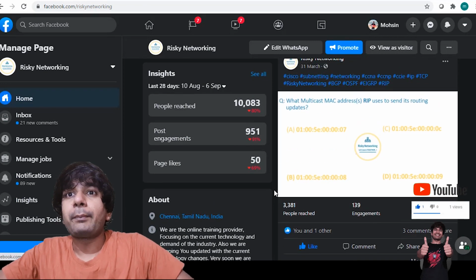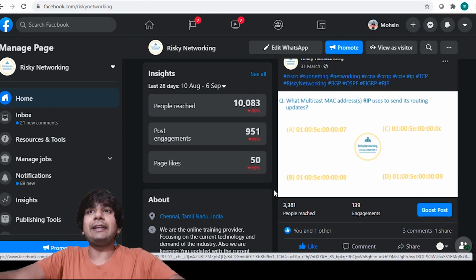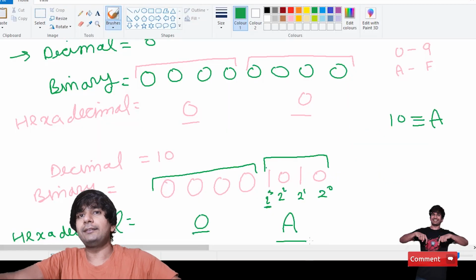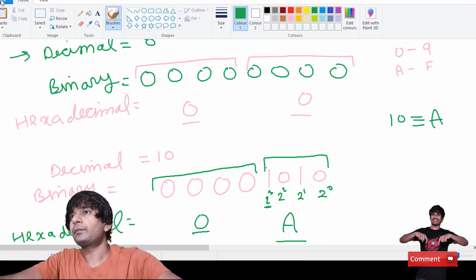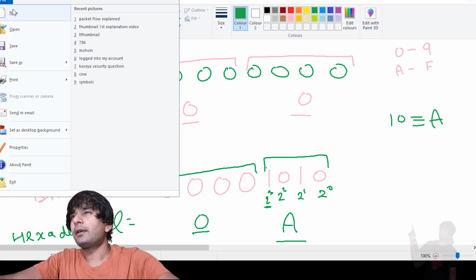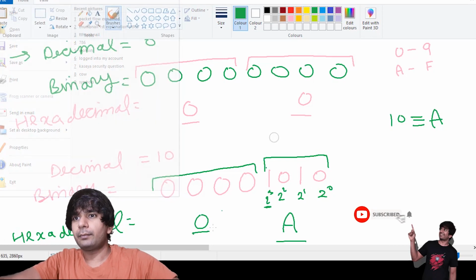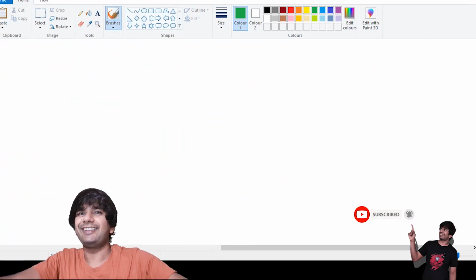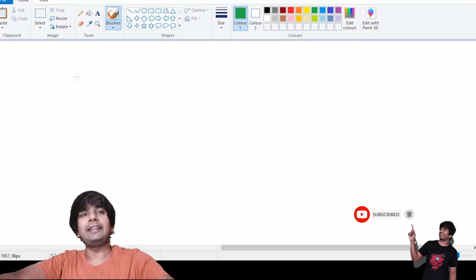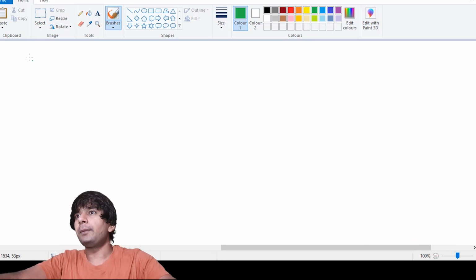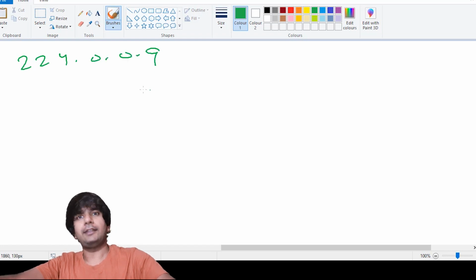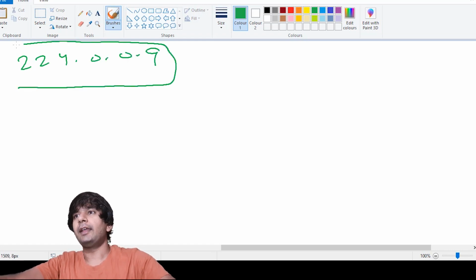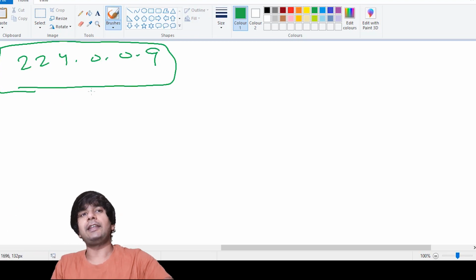Another question, RIP. Okay guys, so multicast MAC address. In order to answer this question, you should know what multicast IP RIP uses. RIP uses 224.0.0.9. This is the multicast IP address of RIP. Now you need to calculate the multicast MAC address.